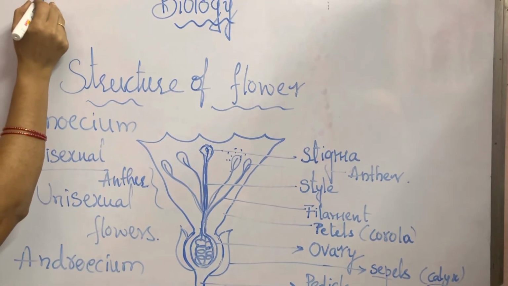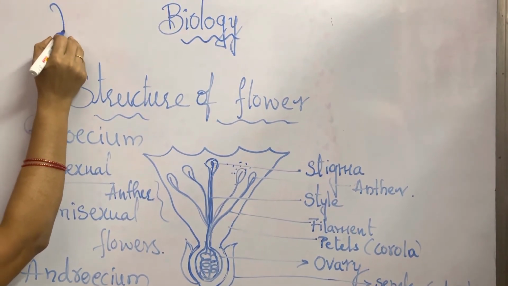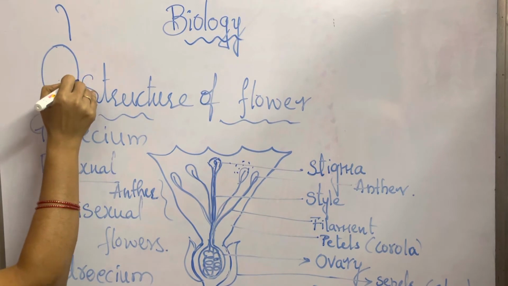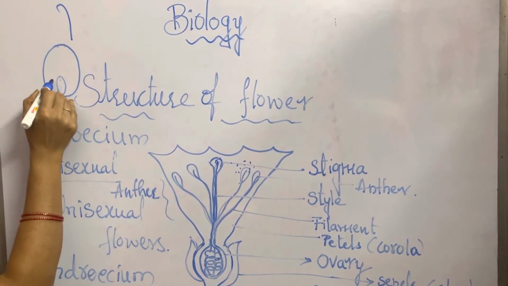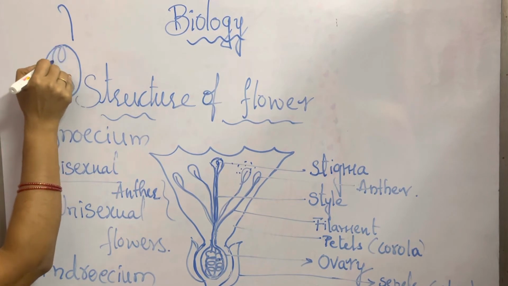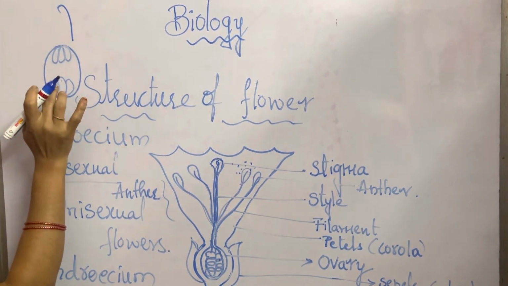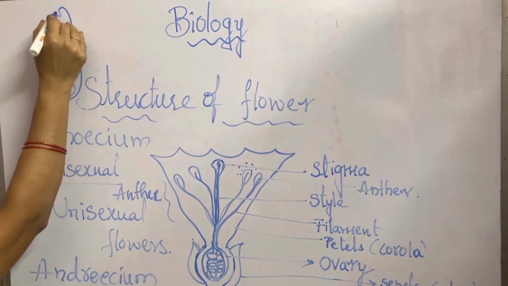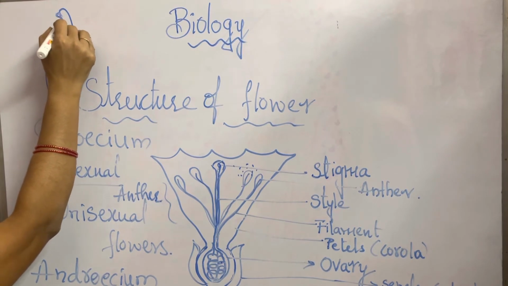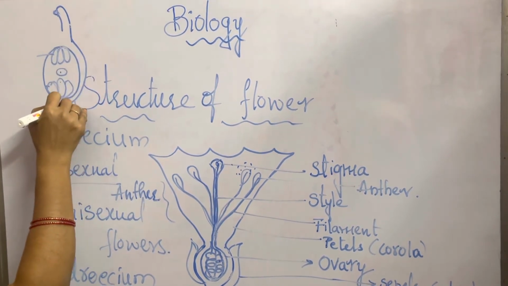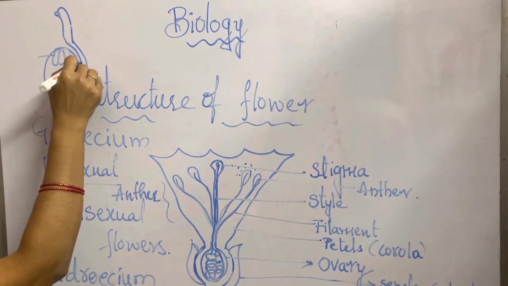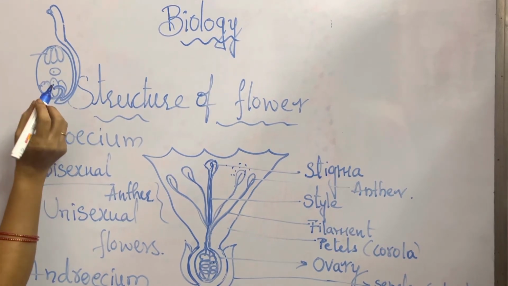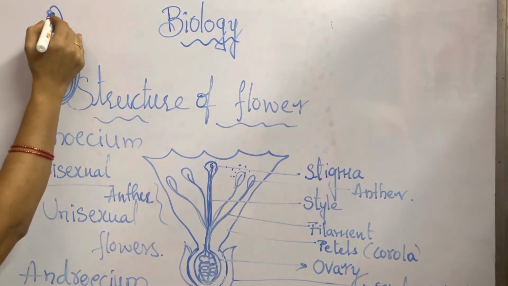Let me show you the process, how the transfer of the pollen grain takes place. This is an embryo sac. So this is the stigma, and when the stigma possesses this pollen grain, it reaches the egg nucleus. Here the egg nucleus fuses with the pollen nucleus.